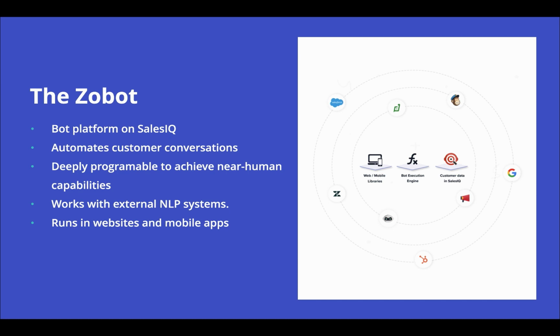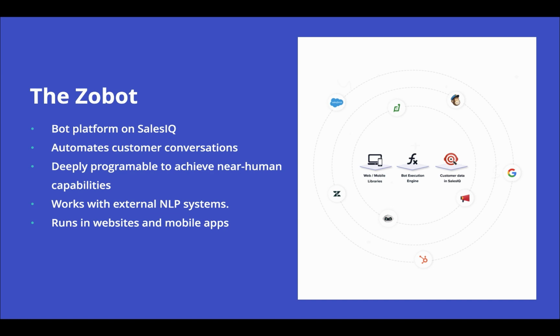Then we have the Zobot. The Zobot is a bot development platform that's available inside Zoho Sales IQ. With this, Sales IQ users can build very compelling bots that automate customer interactions. These bots can respond, act, and qualify your customers. Zobots maintain conversations with your users in natural language. They understand the intent of what your visitors are trying to say. And finally, they send a response based on the business rules and data of the organization.